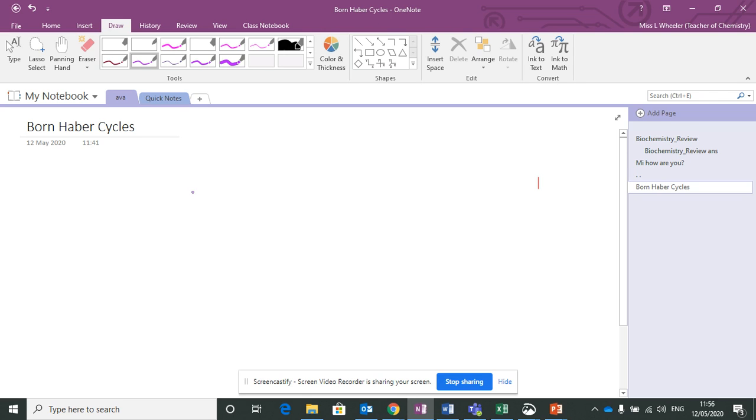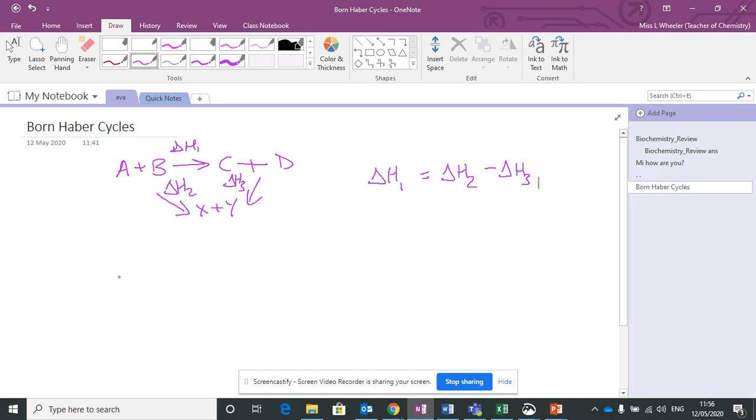Okay, girls, so today I just want to talk about Born-Haber cycles. So far we've looked at Hess's cycles, where when we're going from our reactants to our products, we've said that if we need to, we can go via an alternative route and look at a different reaction, and that the overall enthalpy change for this reaction is going to be equal to the overall enthalpy change for the other reactions. So my enthalpy change for reaction 1 is going to be equal to my enthalpy change for reaction 2 and the reverse of my enthalpy change for reaction 3.